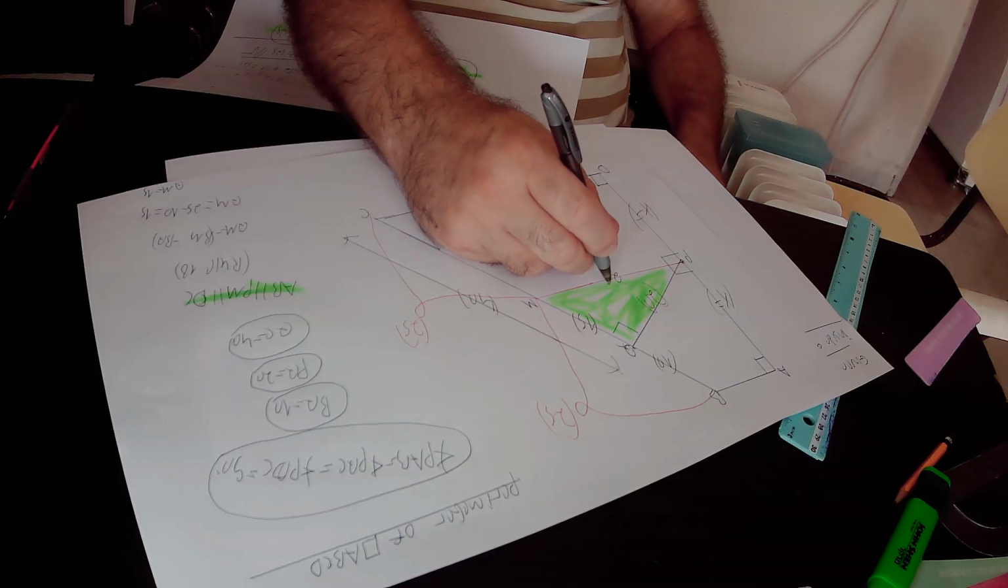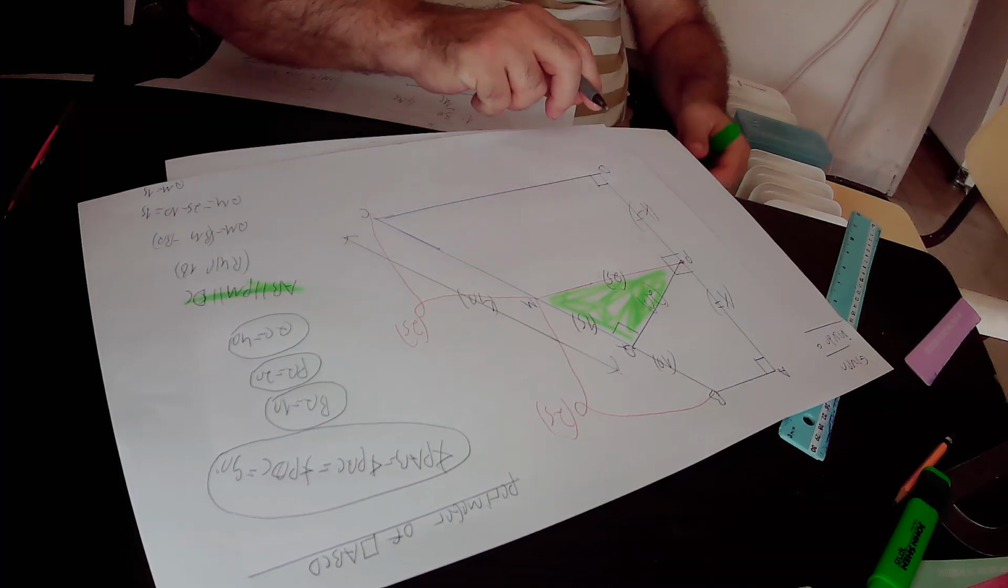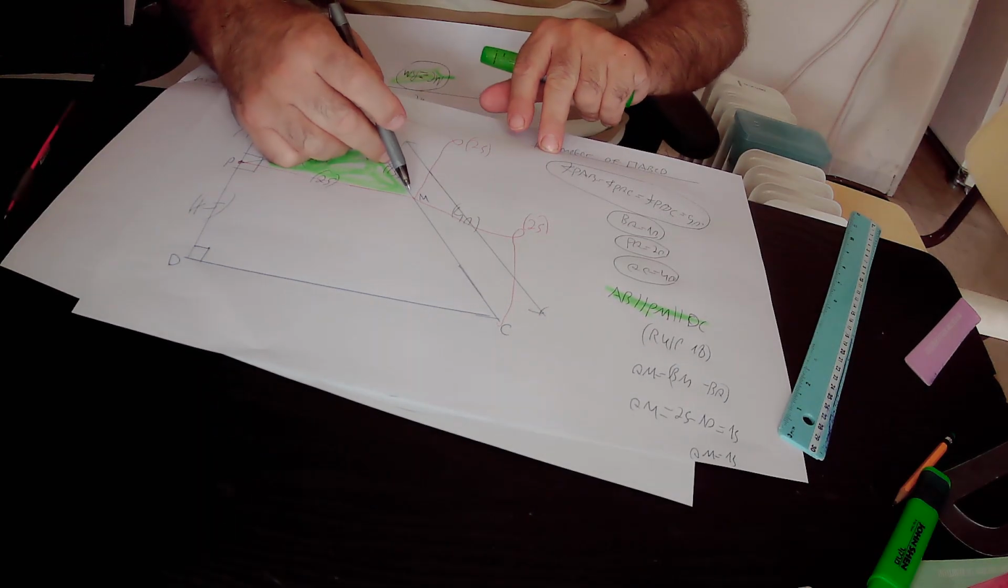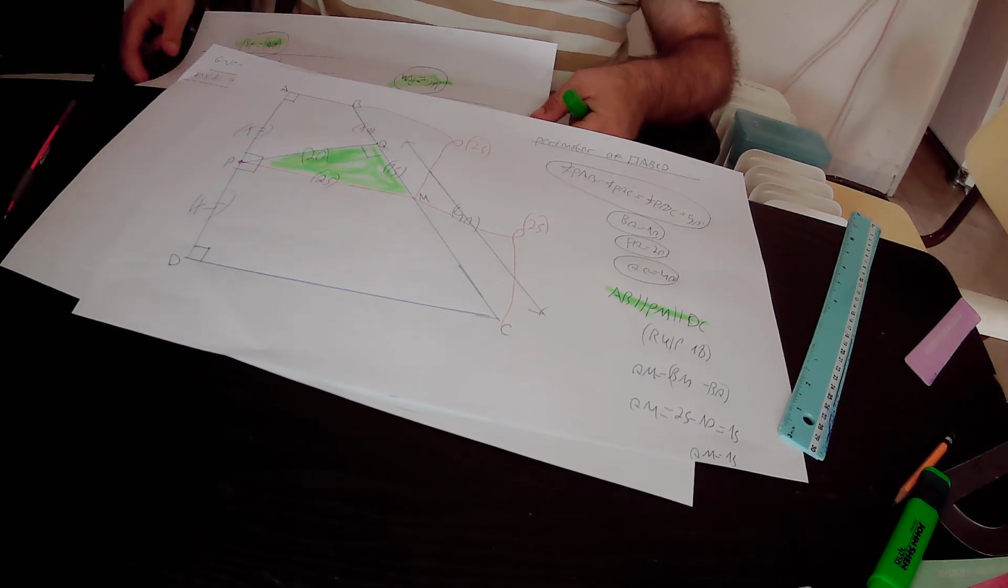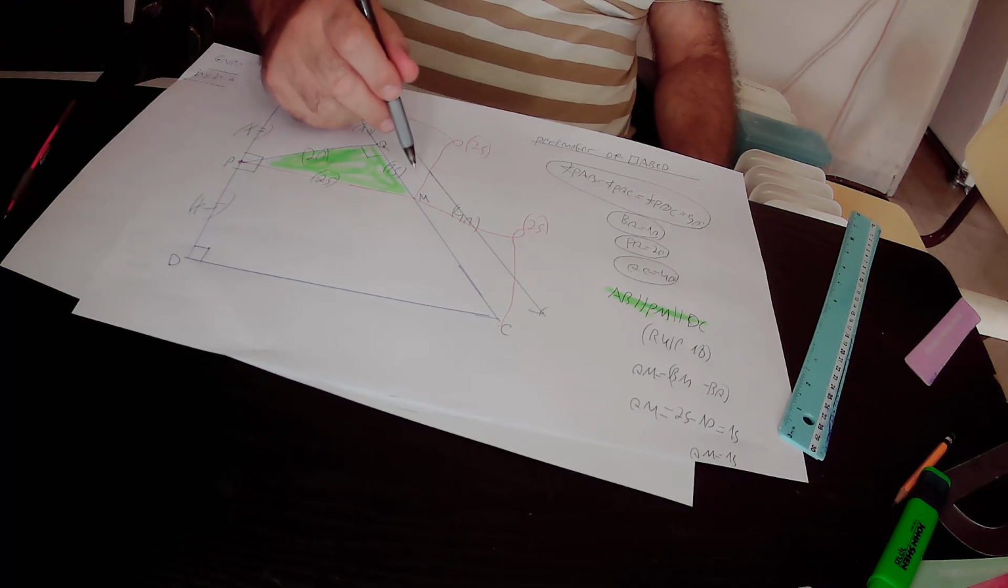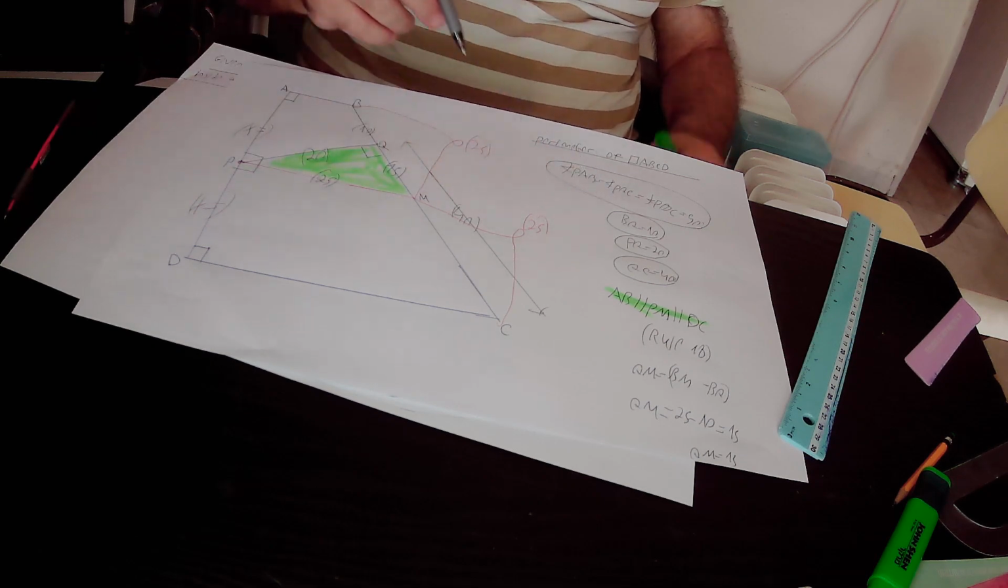In the next step, we will do another construction. That is to say, from this point M, we will draw a perpendicular on DC.